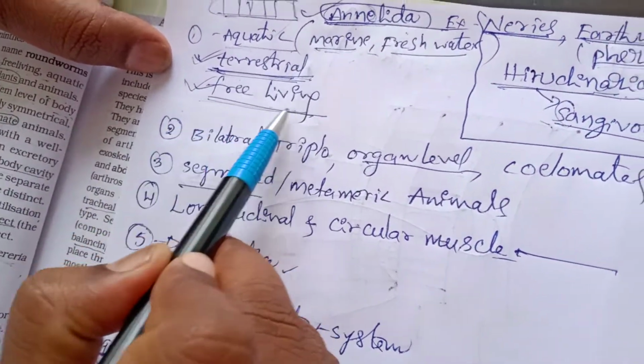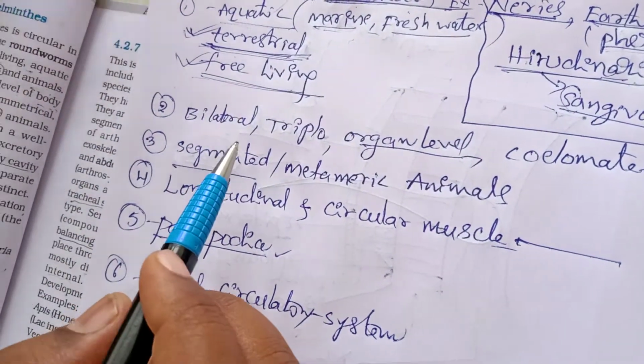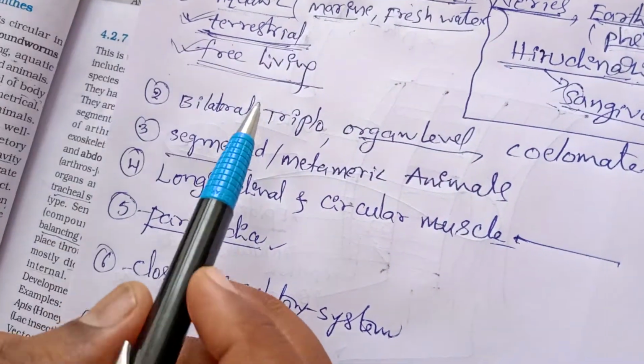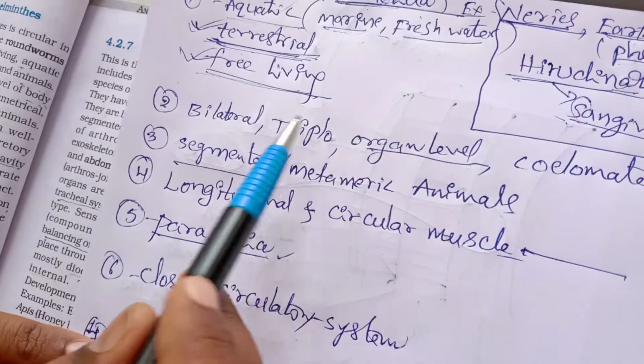Next, some animals are terrestrial and some are free living. Do you know the meaning of free living? They are not parasitic forms. They live independently. Free living means independent life, and terrestrial life means land living.